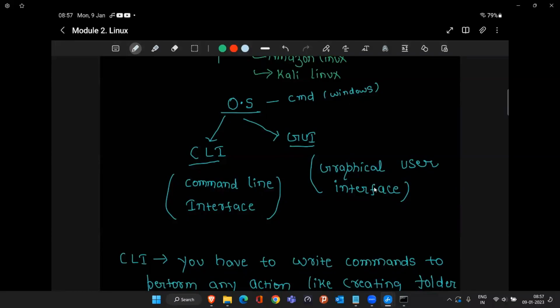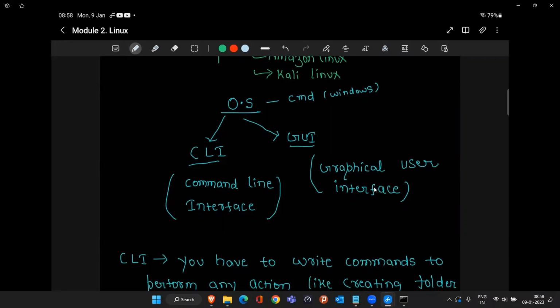Now, to interact with this software, your operating system has two ways: either the command line interface or the graphical user interface. I have already shown you these two differences. CLI means whenever you write a command like mkdir, ifconfig, ipconfig, this all comes under the command line interface, where we talk to our operating system with the help of commands. Similarly, the graphical user interface, as its name suggests, is graphical. That means the mouse is used. You use your mouse to double click on a folder to open it, or you right click, go to new, and create a new folder. All these things come under the graphical user interface.